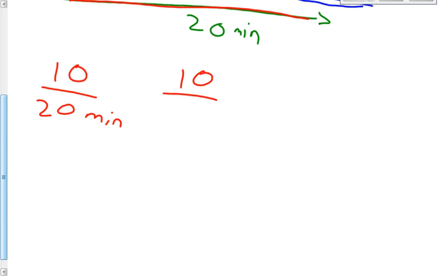20 minutes. What fraction is that if I were to put that with respect to hours? Well, I know 30 minutes is half of an hour. 20 minutes is a third of an hour, is it not? 40 minutes would be 2/3. 60 minutes is obviously 3/3 or 1 total hour. So 20 minutes is 1/3 of an hour. So the boat going downstream, if it goes 10 miles in a third of an hour, 10 divided by a third is 30 miles per hour. 30 miles per hour, and this is going downstream.